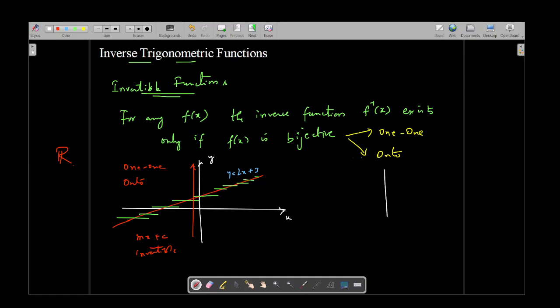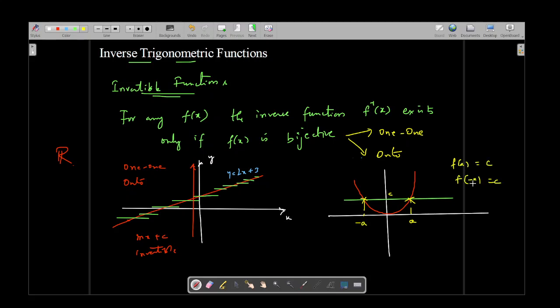If I take one more example, let's say we have a quadratic function like this. Now if I push any horizontal line through this function, let's say like this, you can clearly see that this line is touching the function at 2 points. Let's say this is minus a and this is plus a, and this is c. So here f of a is c and f of minus a is also c. So two input values are pointing to the same output. Hence it is not 1-1.